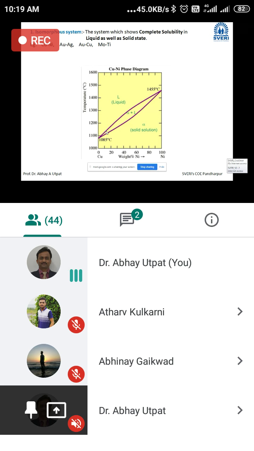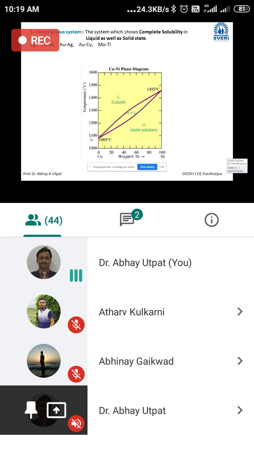Look at the diagram. 1085 degrees Celsius is the melting point of copper and 1455 is the melting point of nickel. Are you observing it? I am moving the cursor here. Now this cursor is at the melting point of nickel, 1455. And just at the bottom side, 10 here. See, the cursor is near the melting point of copper, which I have shown.